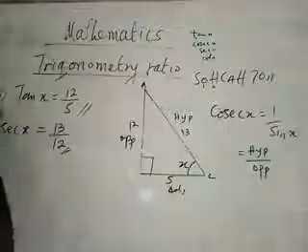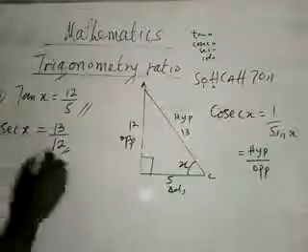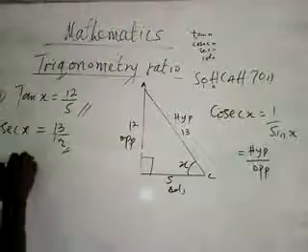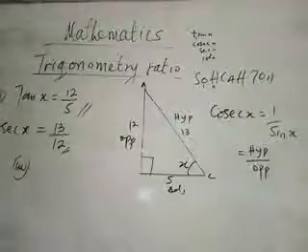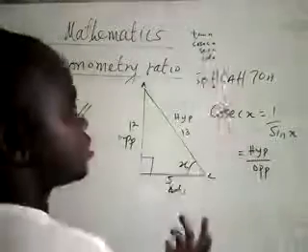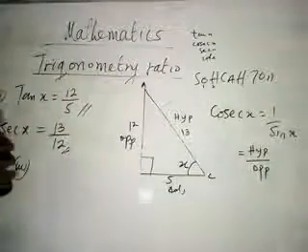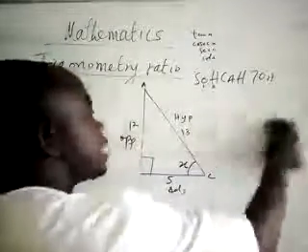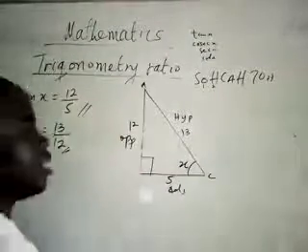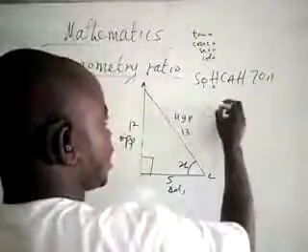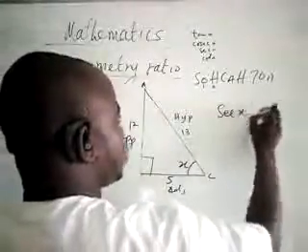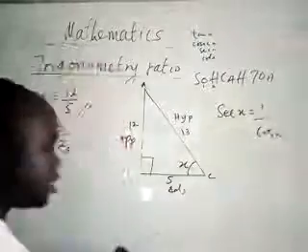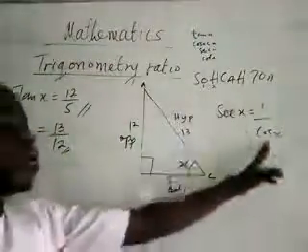This is number 1. This is number 2. So we look for number 3. What's number 3 telling us? For number 3, we're asked to find sec x. Sec x is 1 over cos x. You understand? Sec x is 1 over cos x.